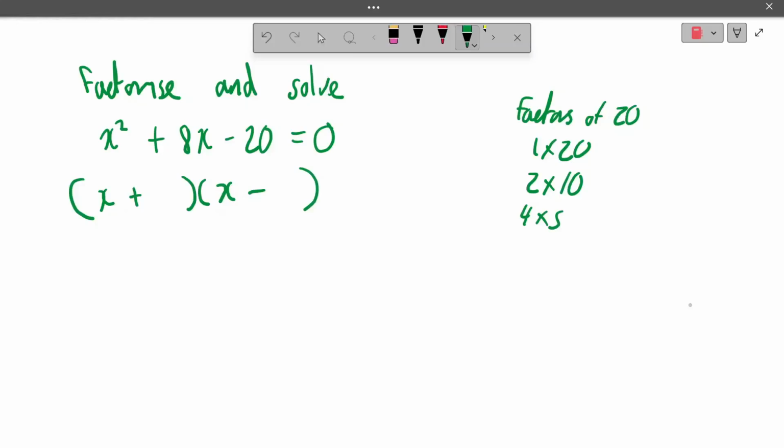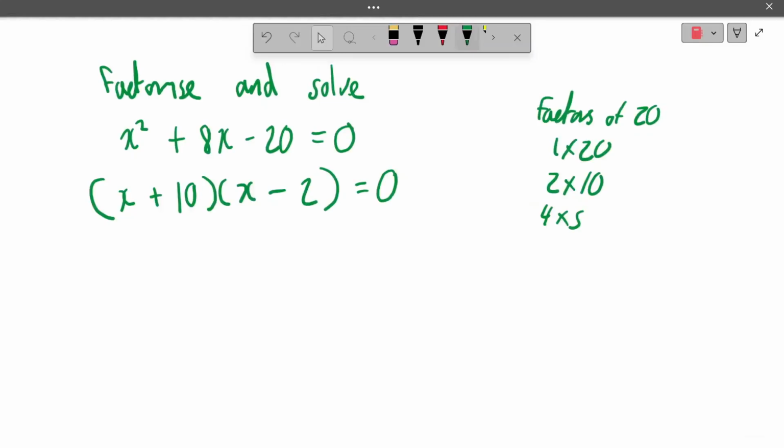Well, 20 minus 1 is 19, and 10 minus 2 is 8, so it's plus 10, minus 2, equals 0. So with this, we are then at the stage where we were last time, but now we have this extra equals 0. So what we do is we go x plus 10 equals 0 or x minus 2 equals 0. So basically we have two things multiplied together. If one of them's 0, I don't care what the other one is, because my answer is 0. So I go something plus 10 is 0. What is my something? Well, x equals minus 10.